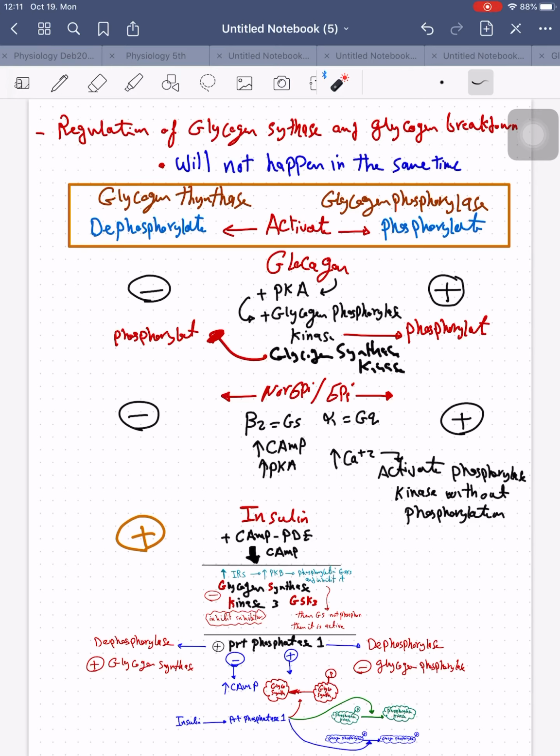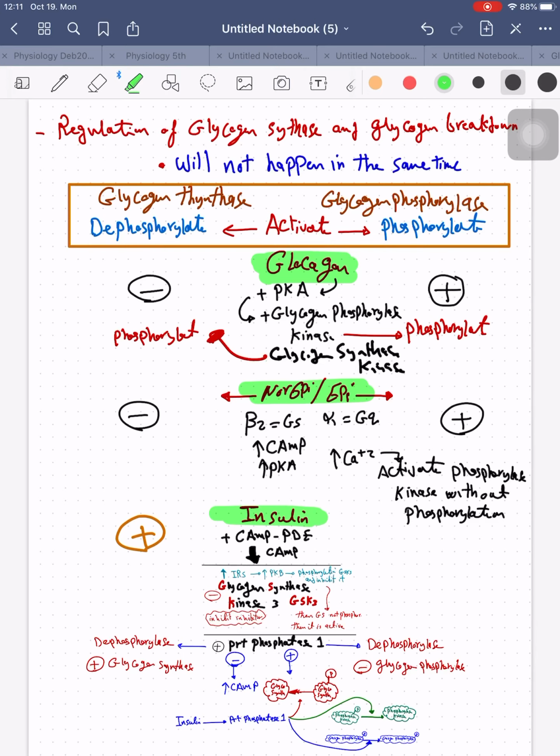So here is the concept. To build up, I need glycogen synthase, so I need it dephosphorylated. To break down, I need glycogen phosphorylase, so I need it phosphorylated. Okay, so this step in my body is regulated by hormones. We have mainly three hormones: glucagon, norepinephrine and epinephrine, and insulin.